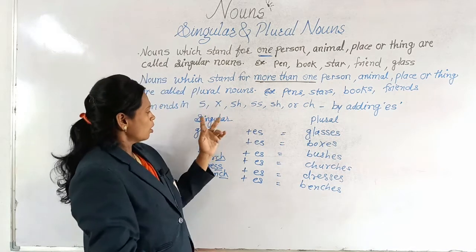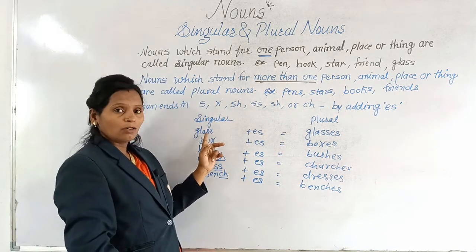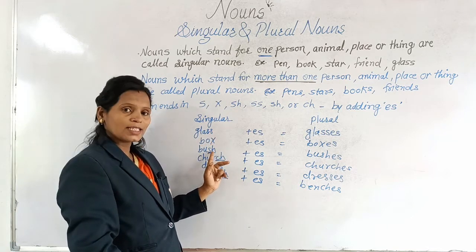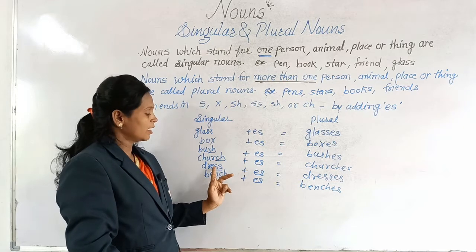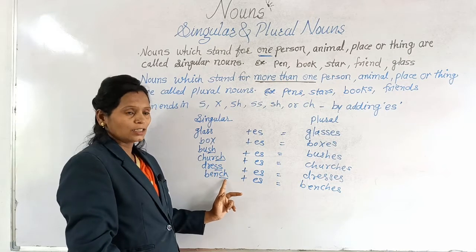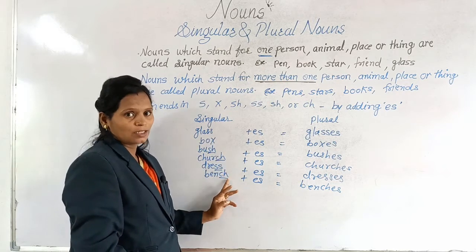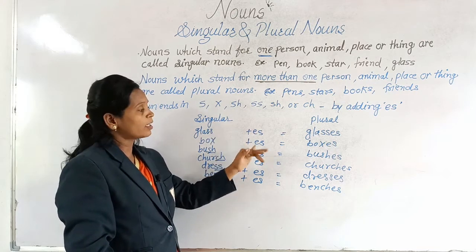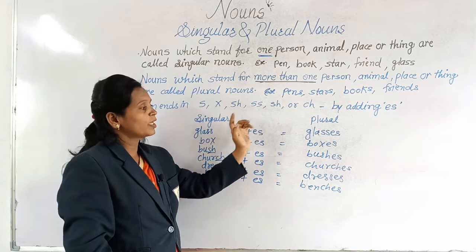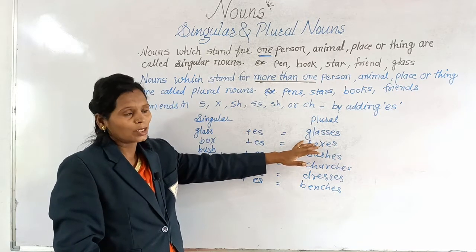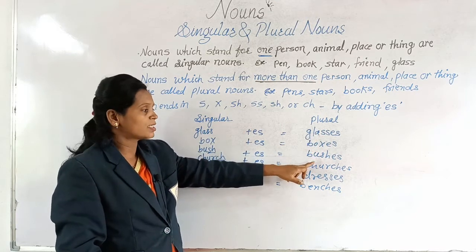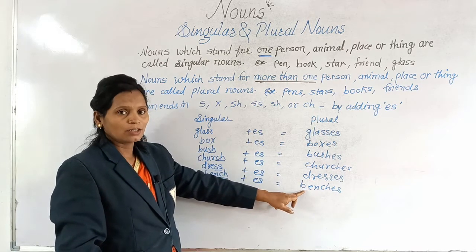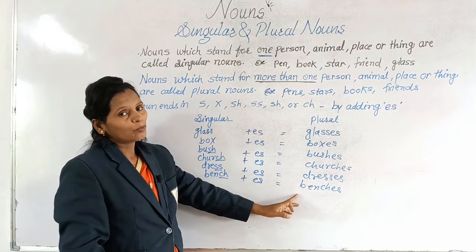So look, nouns that end with s, sh, ch, double s, or x. If these letters are there, you have to add es to make them plural. Understood, students? So glasses, boxes, bushes, churches, dresses, benches. These are the examples of plural nouns.